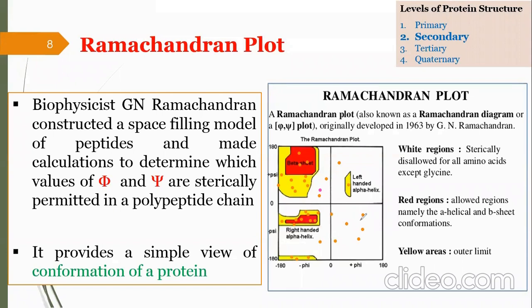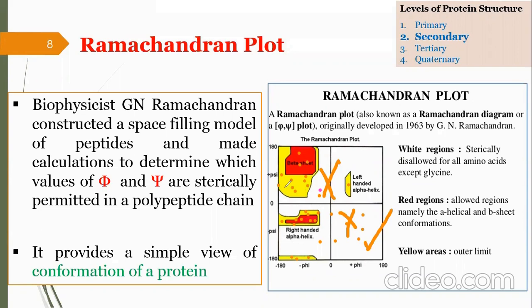Wait for a while. So if we have a protein like this, we need to know that the white region should not have any dots. If there are dots in the white region, we need to know which amino acid they belong to. If that is for glycine, that is okay. But if that is for other amino acids, we will reject that model, that protein structure.